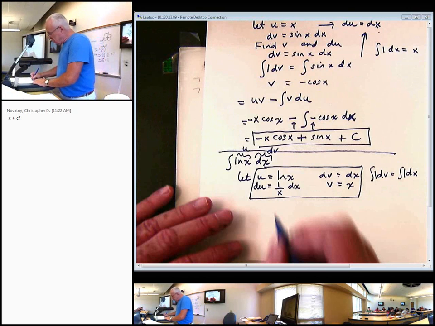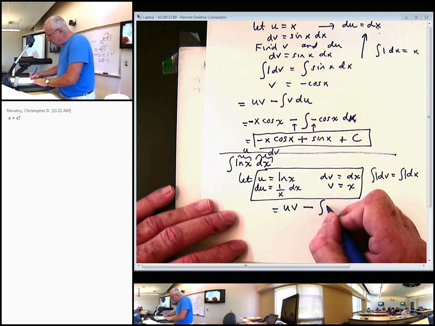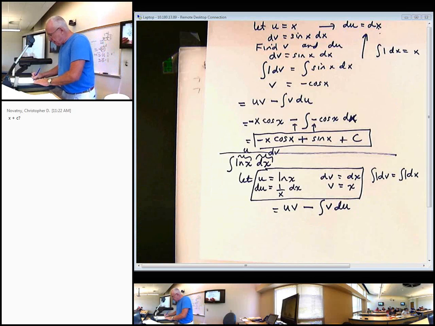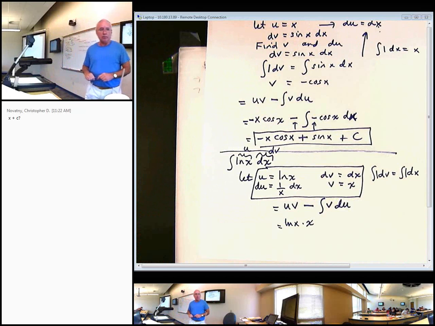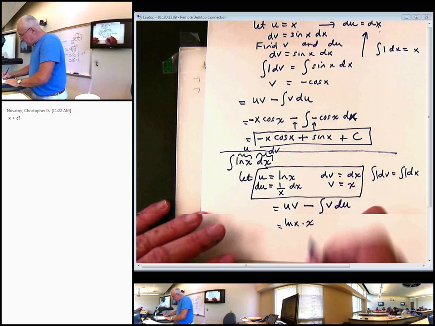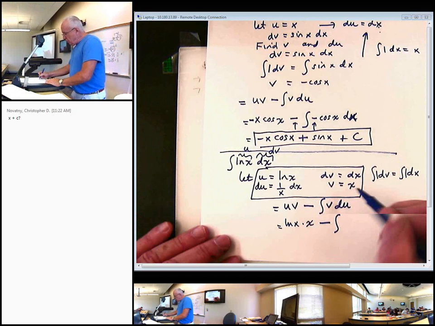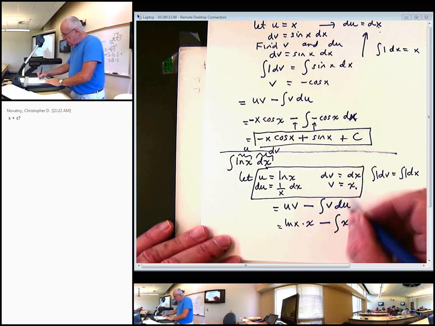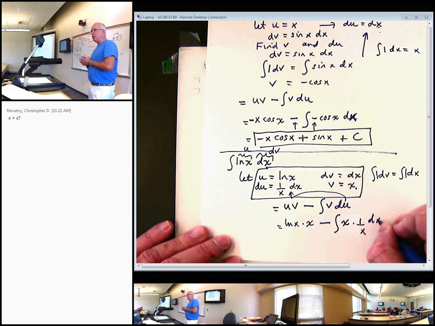So the formula is this. It's u times v minus the antiderivative of v du. All right, so let's see. u is ln of x times v is x, so that's the first part. It's a minus, not a plus, the antiderivative of v du. Well, v, we found out, was x. du is over here. It's 1 over x times dx. I'm just substituting it back.